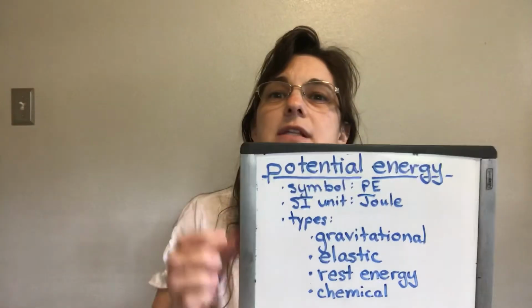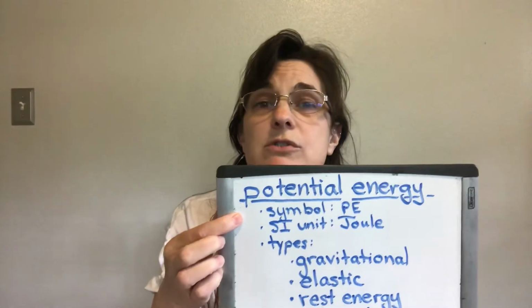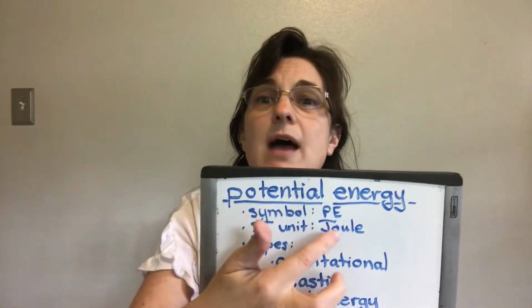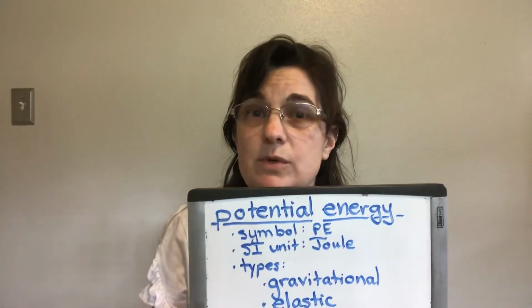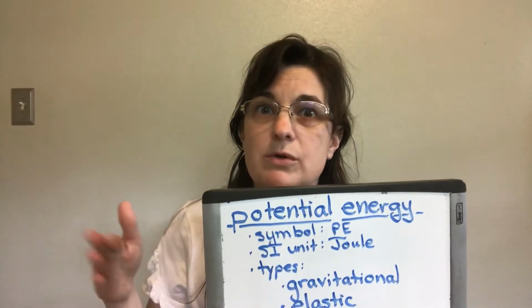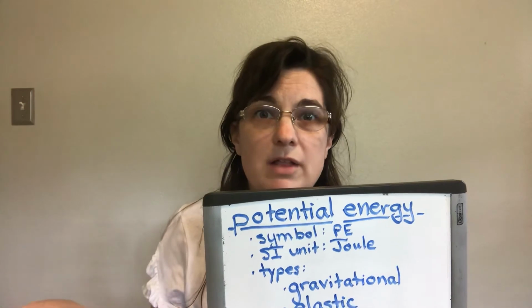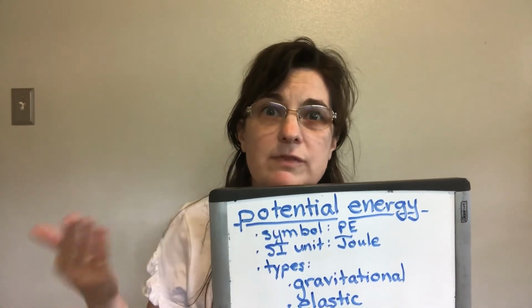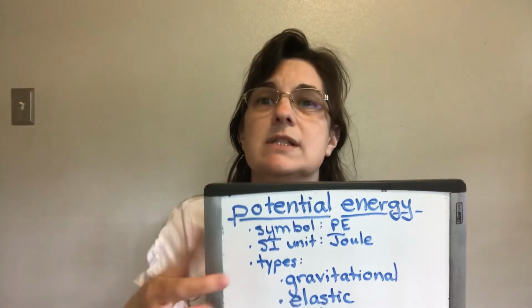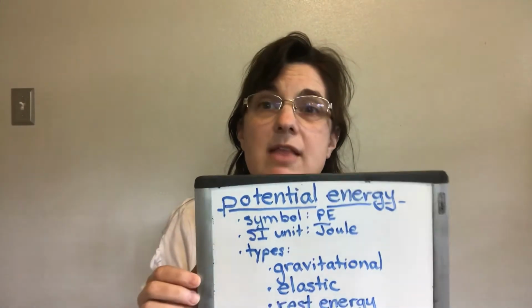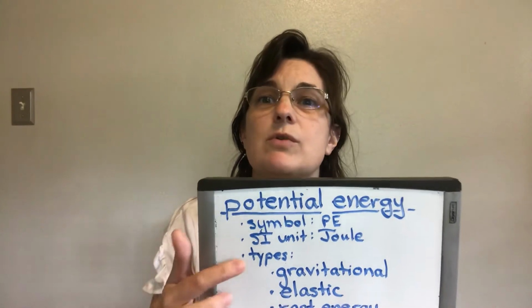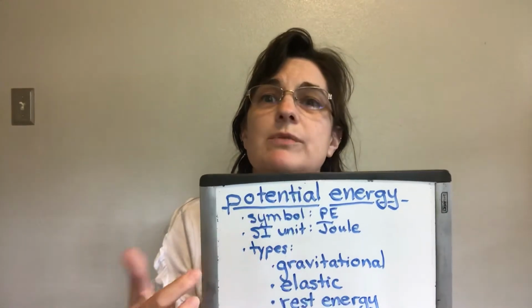Just in general, the symbol for potential energy that your book chooses to use is capital P, capital E for potential energy. I do want to point out that some textbooks will use a capital U. So should you go on to take physics in college, you might have to shift gears and start using capital U instead of this. But we're going to stick with this because this is what your book uses as well. And then since it is a type of energy, of course, the SI unit is going to be a joule.